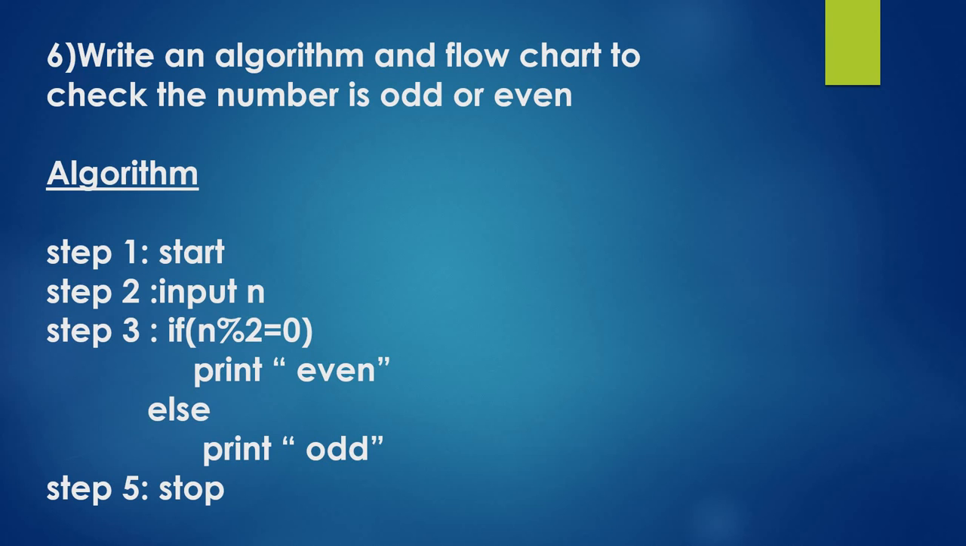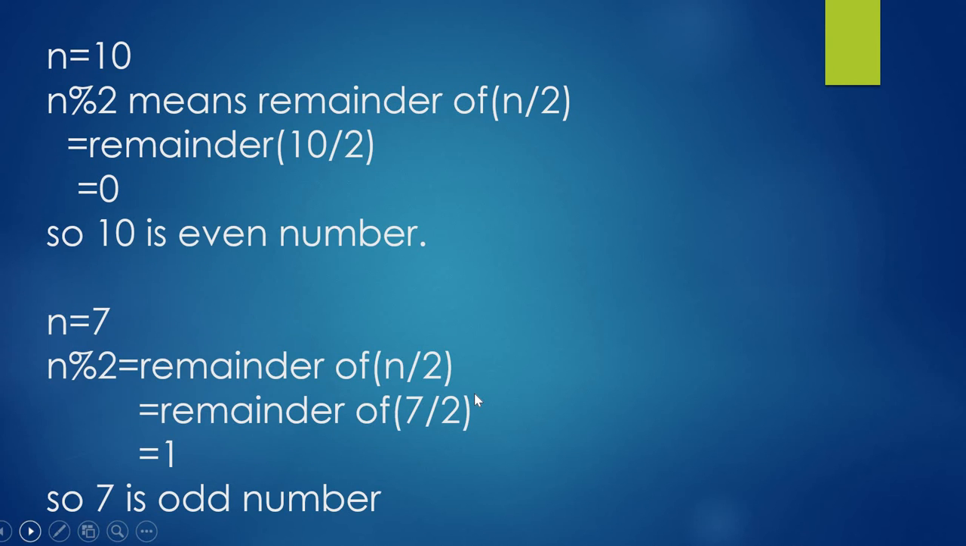Today we are going to discuss some more examples for algorithms and flowcharts. Question number 6. Write an algorithm and flowchart to check whether a number is odd or even. How to check whether the number is odd or even? Suppose one number is 10. 10 is an even number.